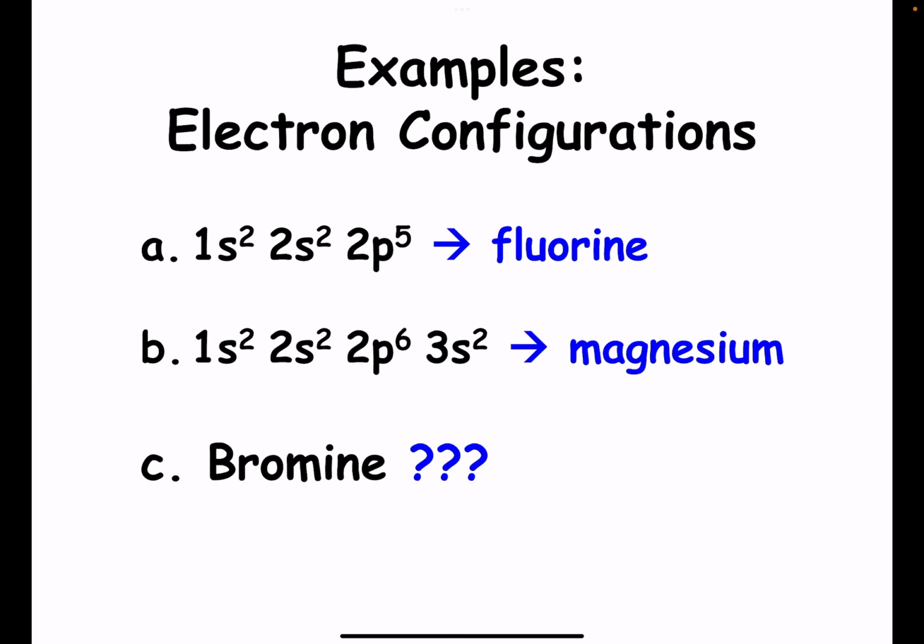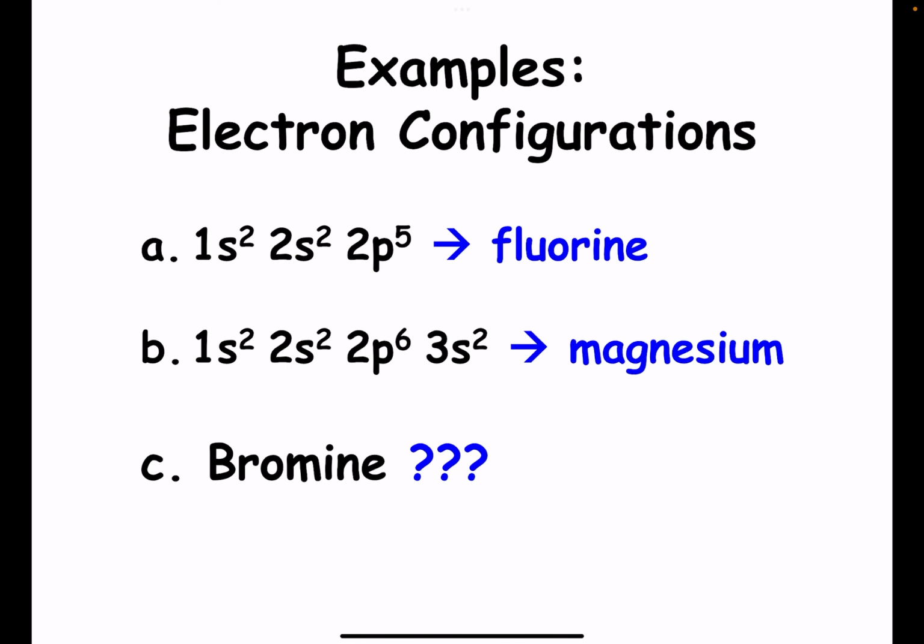Another example. Notice I didn't give you the electron configuration this time and ask you for the element, but I told you the element and I want you to write out the electron configuration for me. We did the first two as examples. If you want to pause this video and try to work on bromine yourself before we do it, you can. Okay, I'm going to go ahead and work this out for you for bromine.